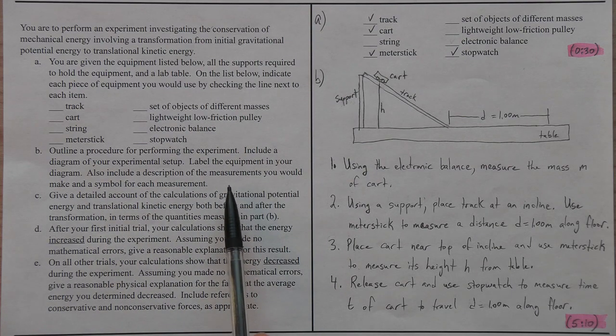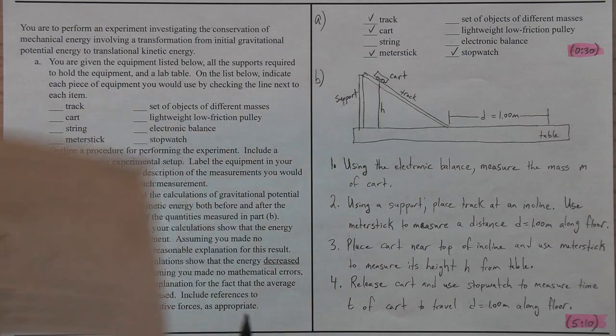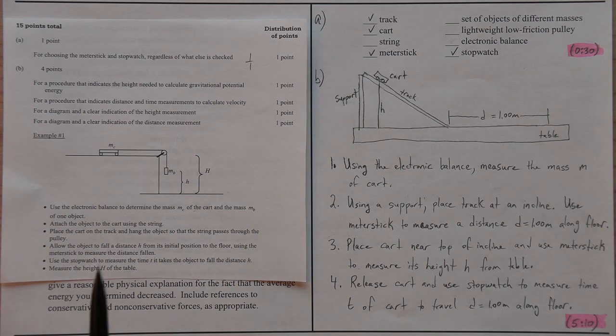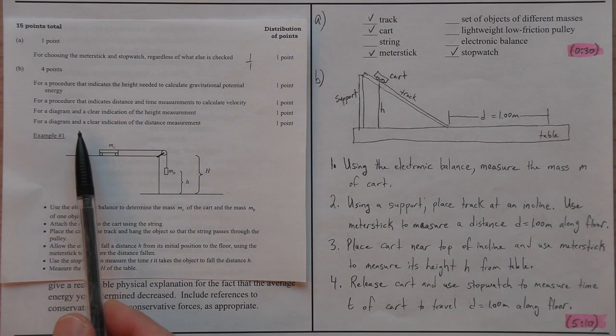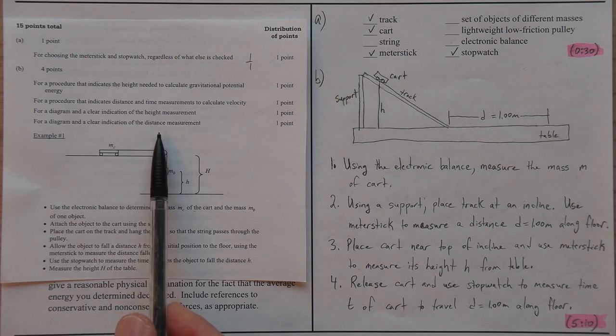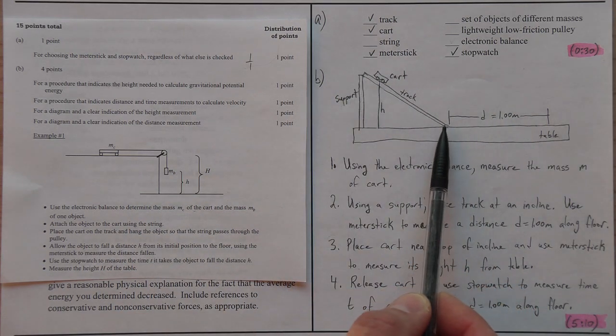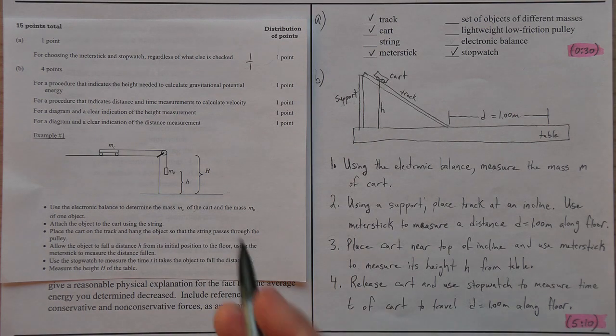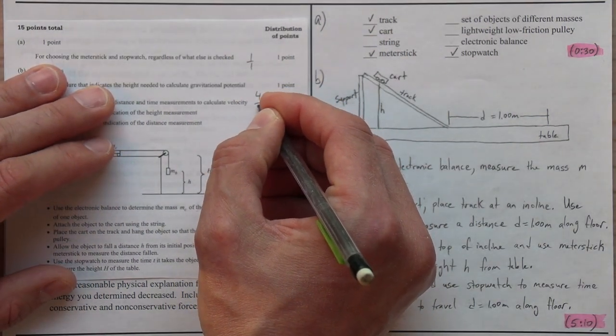Yeah, it didn't say that about the diagram, and yet they wanted that. So like I say, whenever you can, put in distances in your diagram to indicate where they are in the procedure, okay? And then for a diagram and a clear indication of the distance measurement. So here's my diagram and a clear indication of the distance measurement. Okay, so it looks like I got 4 out of 4 on that question.